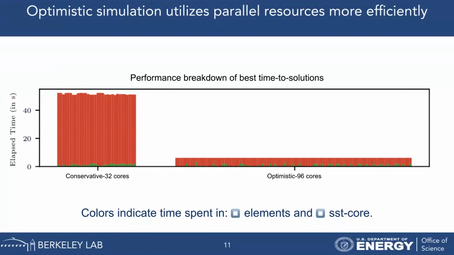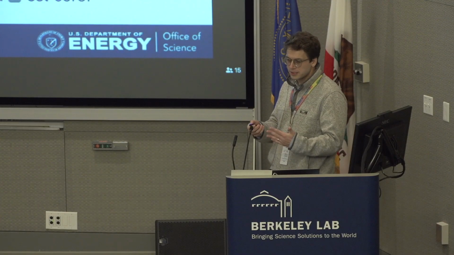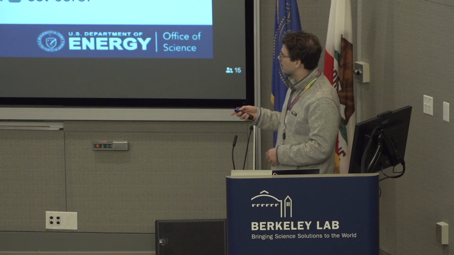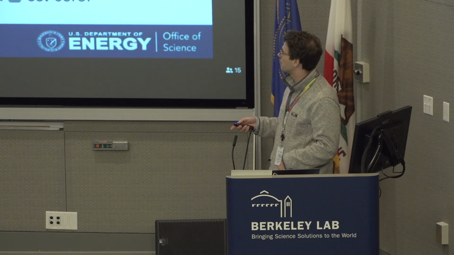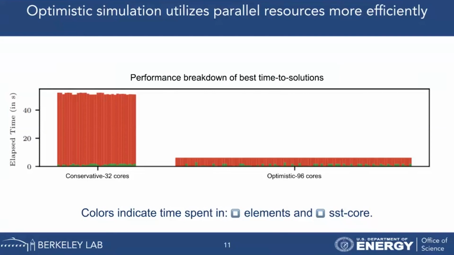And the red part that's most of this graph is spent in the core. So if we're focused on optimizing these codes, we really need to be optimizing the core, and it's not so much about what's going on in the element. The key takeaways from this slide are, if we look at just raw wall clock time, we see a 3.7x speed up, just in terms of reduced wall clock time.